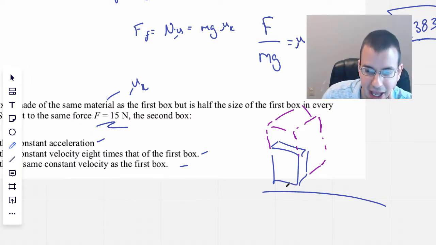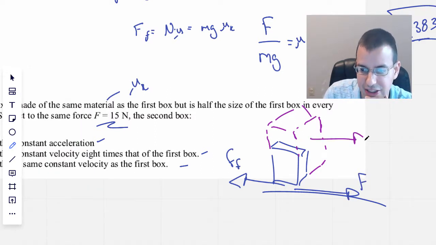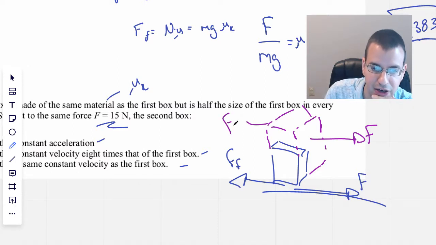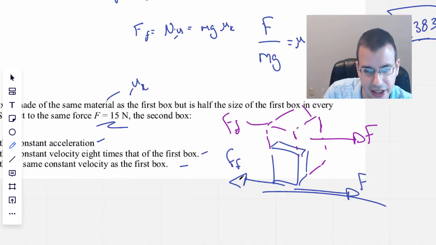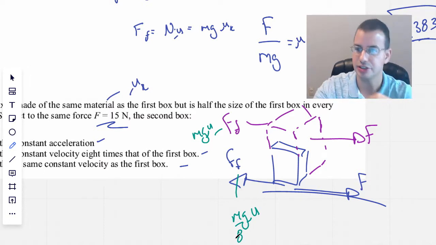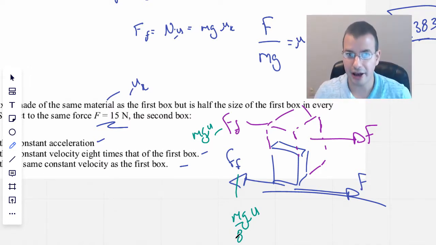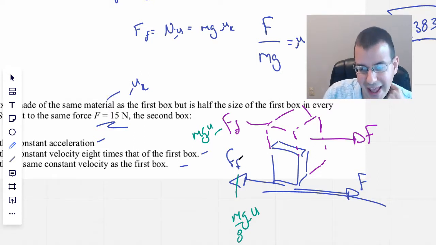And so we have a force friction going backwards, and we have a force going this way, force F, where previously we had the same force F and another force of friction. Well, force friction is mass times gravity times mu. This was mass times gravity times mu. But this mass right here will be 1/8 the size, because you take 1/2 of each dimension. There's 3 dimensions. 2 to the 3rd power will be 8.